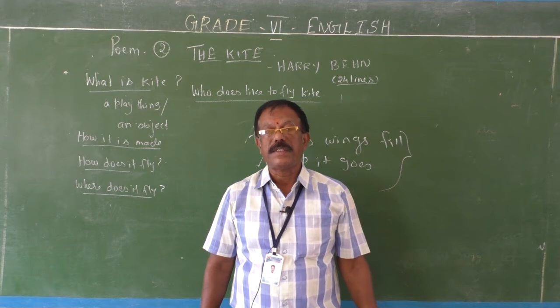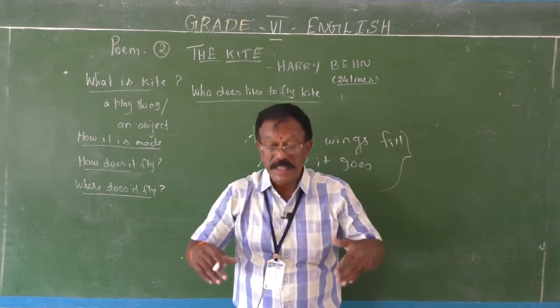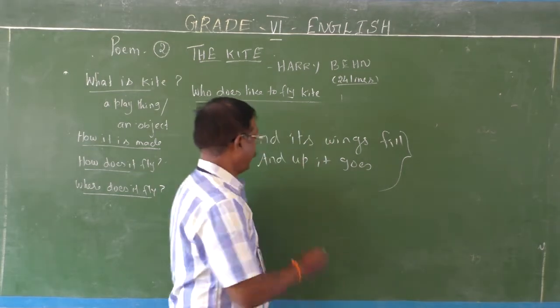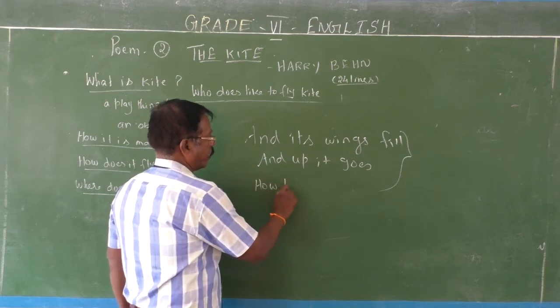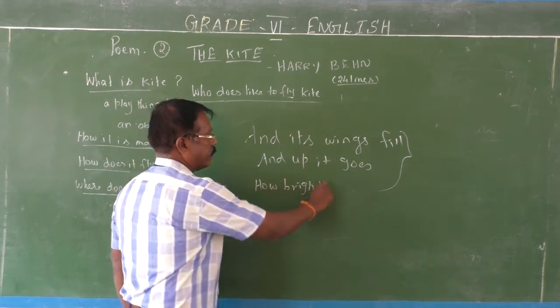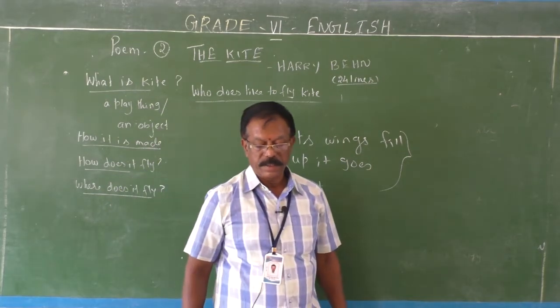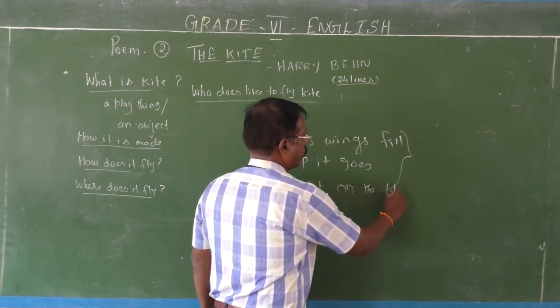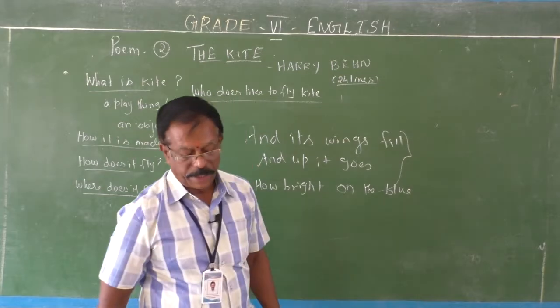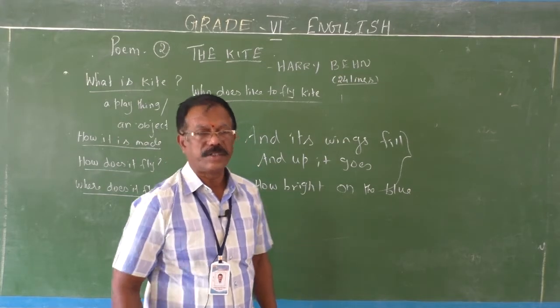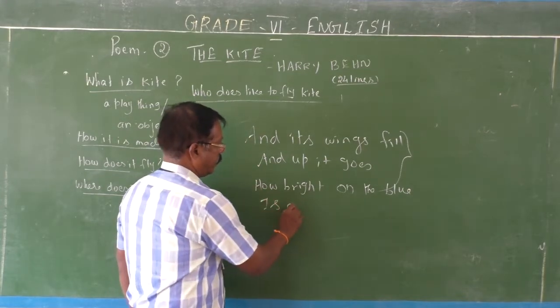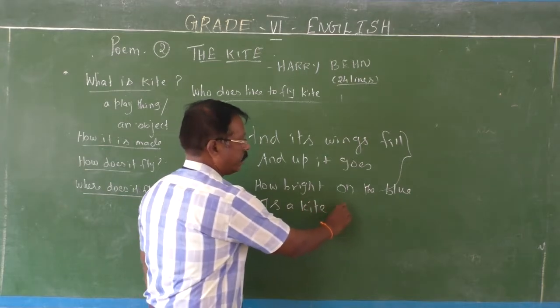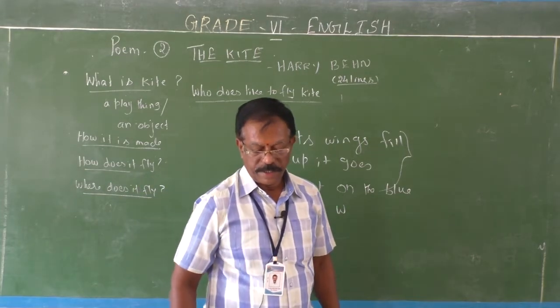How bright! It's so nice to see again. The poet says, how bright on the blue, how bright on the blue is a kite. It's a kite when it's new.